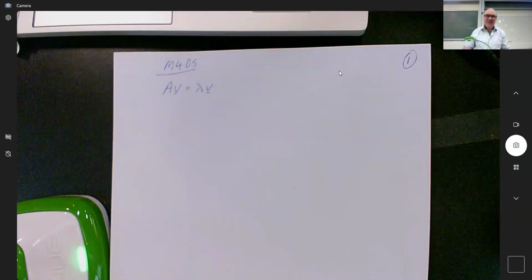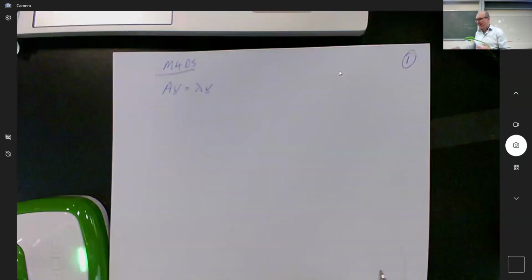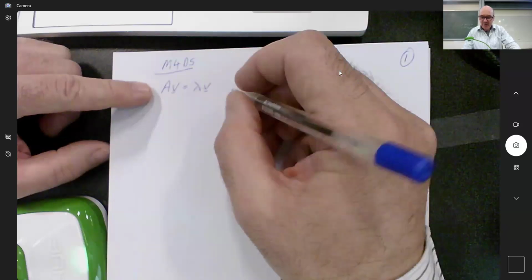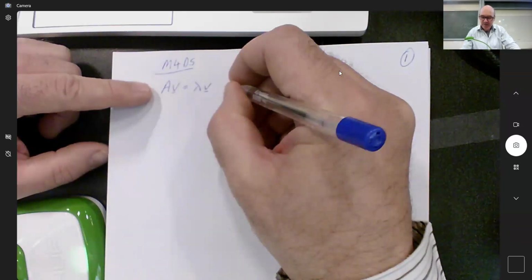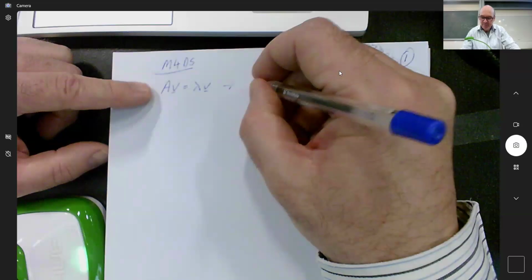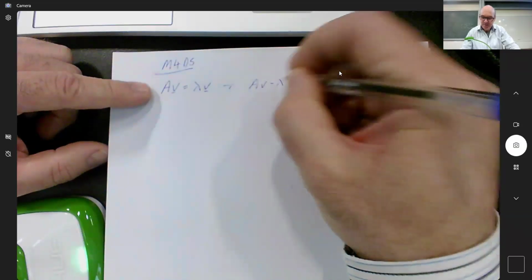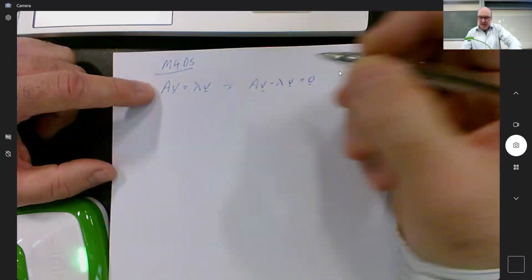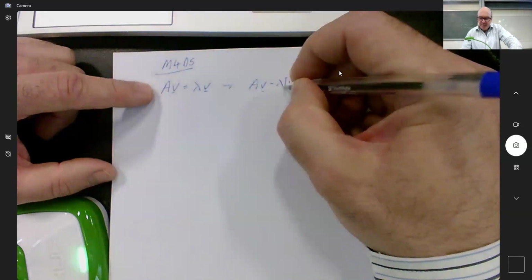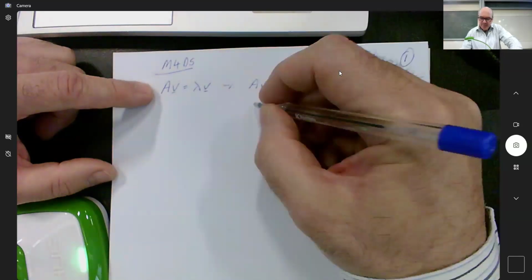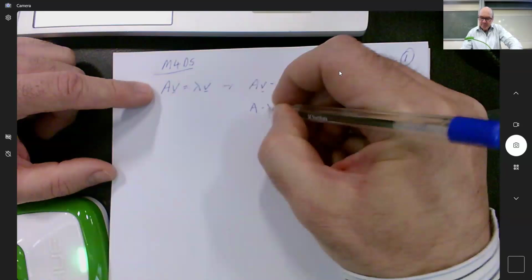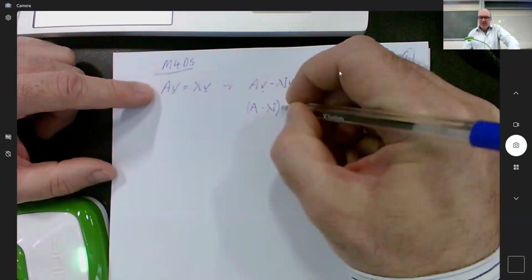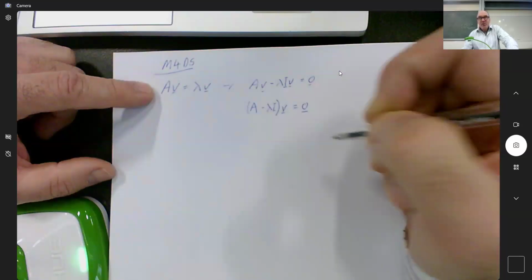Okay, so what we're saying about eigenvectors and eigenvalues is they come back to this defining characteristic. We can rewrite that. I like to go AV minus lambda V is equal to 0. Now I'm going to shove my I in here. So we're actually solving this system.